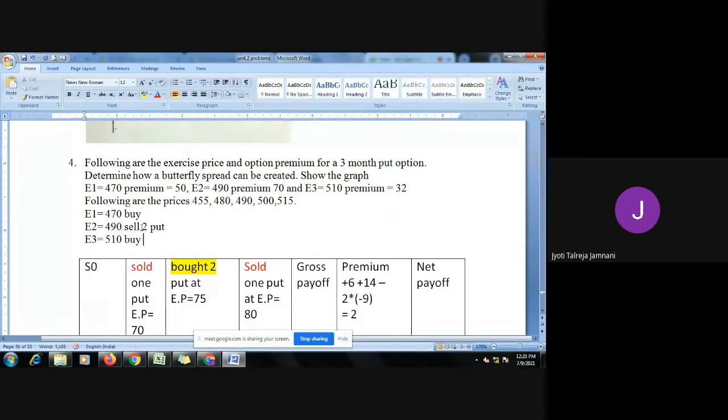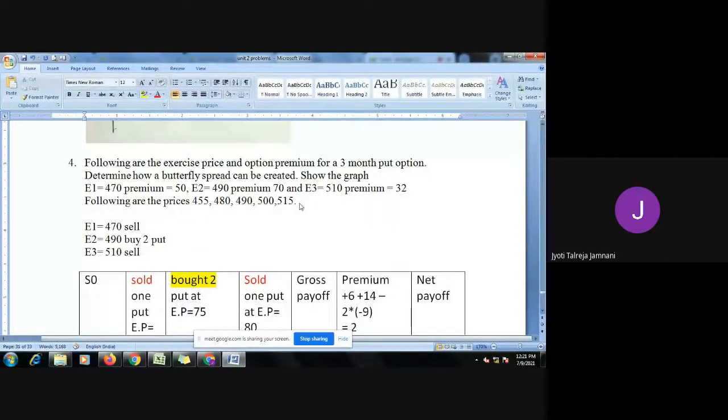At the center, I have put, just a second. At the center, I bought two put options. I sold one above and I sold one below. Okay, if we do this from here, your solution starts.